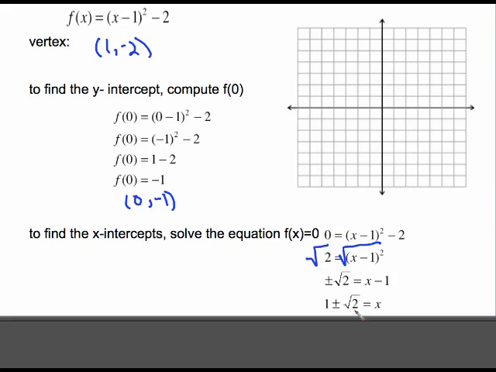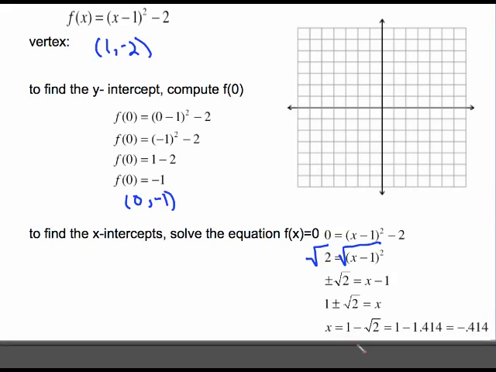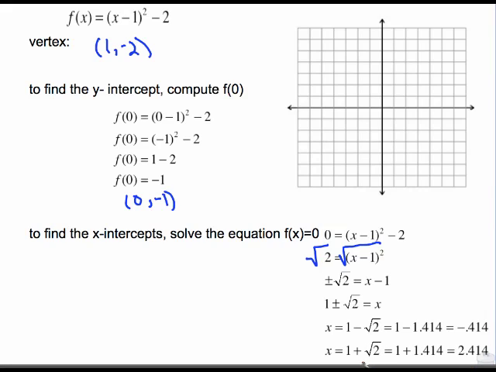That is the exact answer for the x-intercept, but that's going to be awful hard to find on the graph in that form. So you need to use your calculator and do 1 minus radical 2. Square root of 2 on your calculator is 1.414. So do that arithmetic, gives us approximately negative 0.4. Also do the other way, 1 plus radical 2 is 1 plus 1.4, which gives us 2.4. Those are my two x-intercepts.